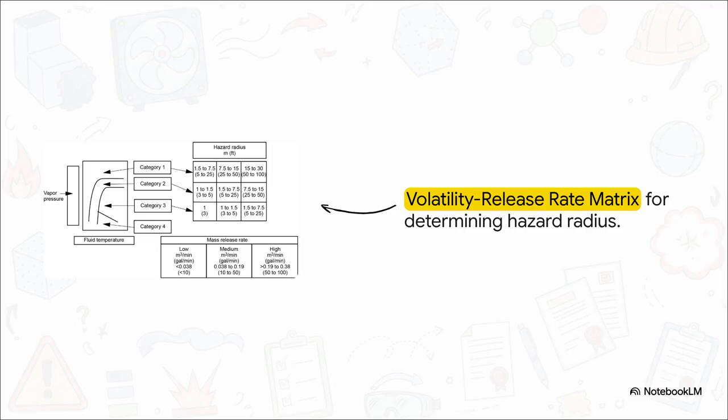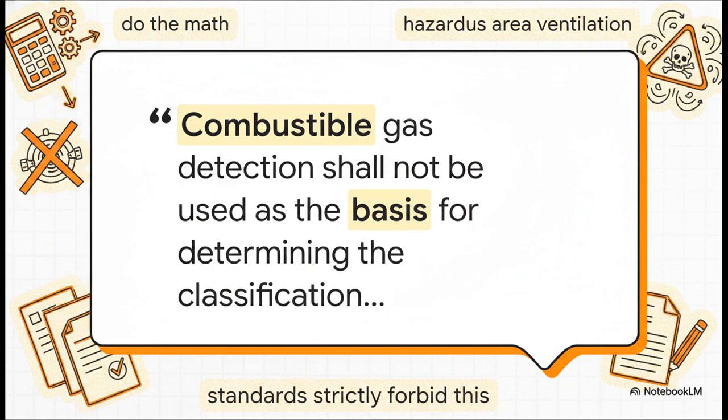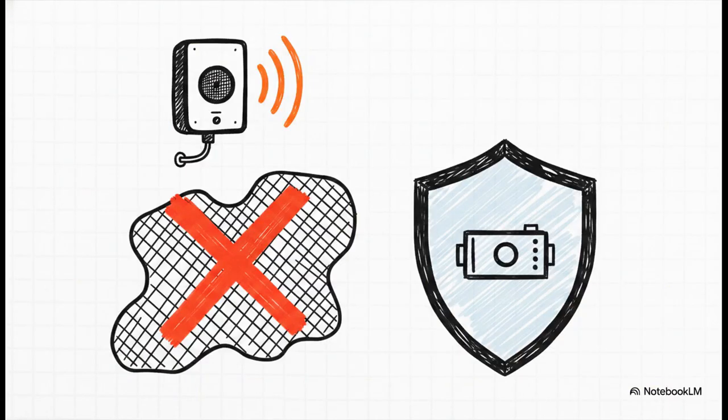Okay, pause right here, because this next point is a major warning that trips up even highly experienced engineers, not just beginners. I'm going to read a quote directly from the API 505 standard, Annex G. It says, "Combustible gas detection shall not be used as the basis for determining the classification of an area." It is a huge myth in this industry that you can just slap a fixed gas detector on a wall and use that to shrink or remove your hazardous zone. The standards strictly forbid it. To be absolutely 100% clear, gas detection does not equal reclassification.